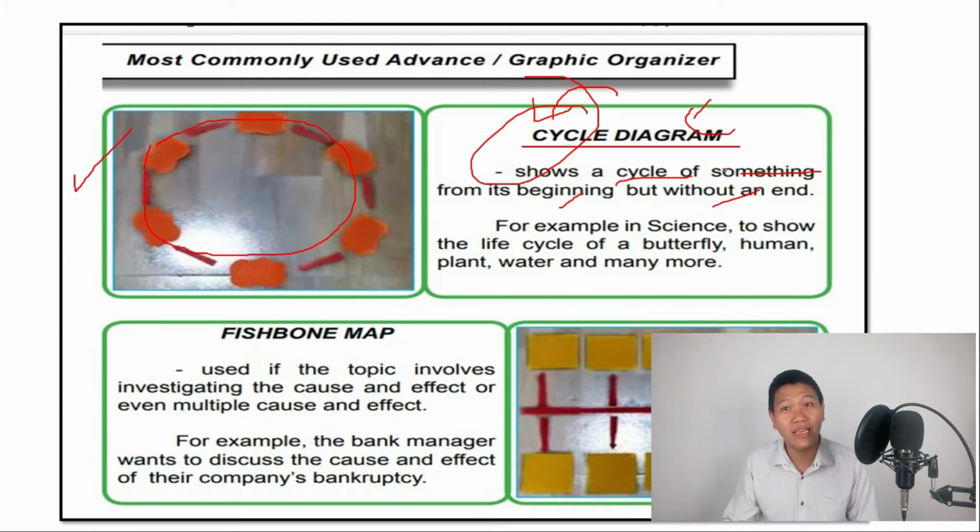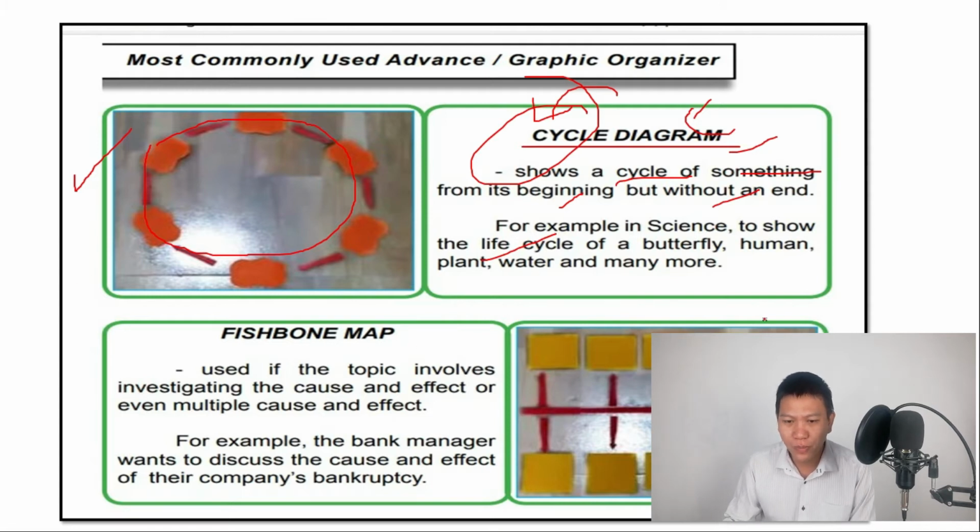So we can use cycle diagram. It's like a plant, it starts from a seed, it grows to a plant, it blossoms and it has flowers, it dies, and then from the flowers, from the seeds again, it grows into a seed and then it blooms and then it dies, and the cycle goes on and on. So we can use cycle diagram, for example, in science to show the life cycle.